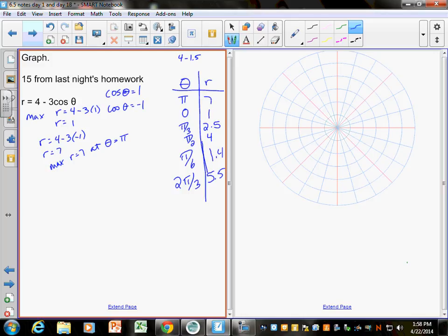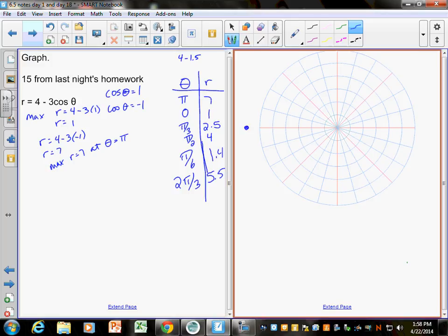Let's graph that and see if we need more points. See if you believe me or not. You don't have 7 circles on your graph, right? So I think you only have 6. 1, 2, 3, 4, 5, 6, 7. I'm just going to make it out there. So at pi, 7. At 0, it's at 1.